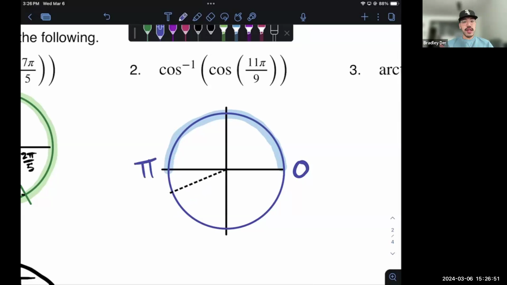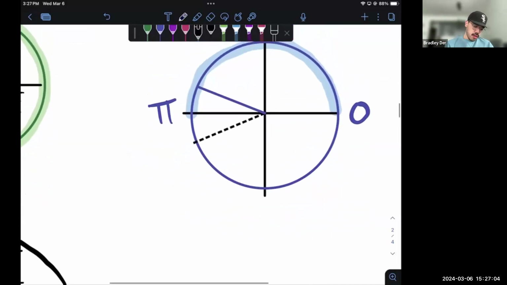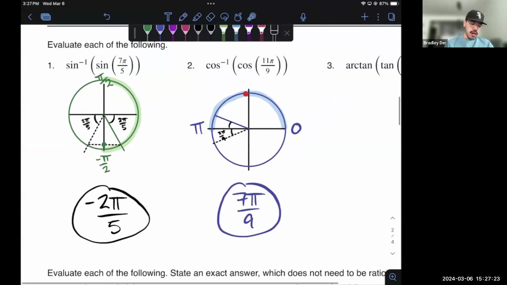So that angle is falling outside of our desired range for inverse cosine. I'm going to reflect into the correct quadrant, and I want to keep the same reference angle. This reference angle here would be 2 pi over 9, 11 being 2 past 9, or 9 pi over 9. Same reference angle here, 2 pi over 9. So I think we're looking at 7 pi over 9. That would be the measure of the angle in quadrant 2, between pi over 2 and pi, with a reference angle of 2 pi over 9.